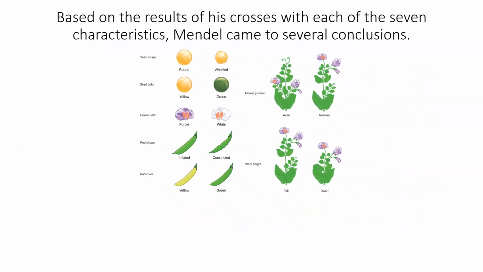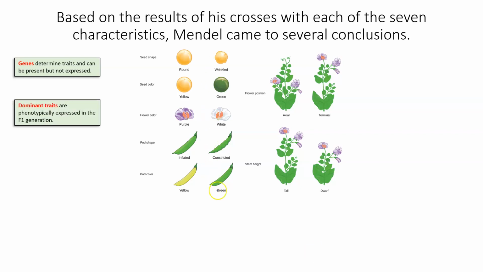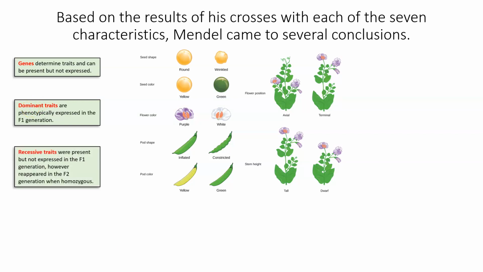Based on the results of his crosses with each of the 7 characteristics, Mendel came to several conclusions. 1, genes determine traits and can be present but not expressed. Again, some genes are masked, right? Obviously, these recessive traits are masked in the F1. Dominant traits are phenotypically expressed in the F1. These are traits that are controlled by dominant alleles, or big uppercase letters.